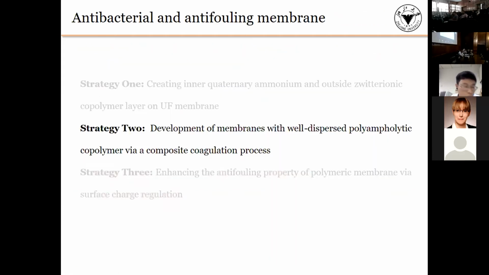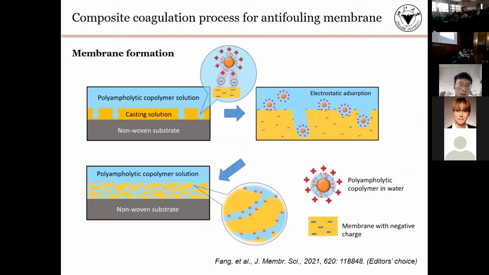For strategy 2, I introduce the development of a membrane with well-dispersed polyampholytic copolymer via a composite configuration process. Here we give the preparation process. The composite configuration process means that we put the polyampholytic copolymer in the configuration base, and that means our polyampholytic copolymer can be introduced deep inside the matrix.